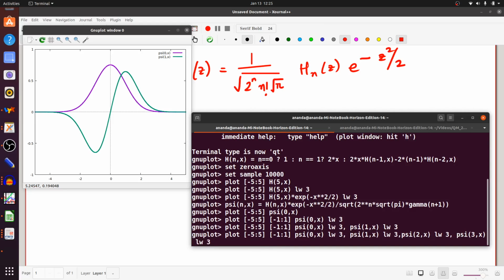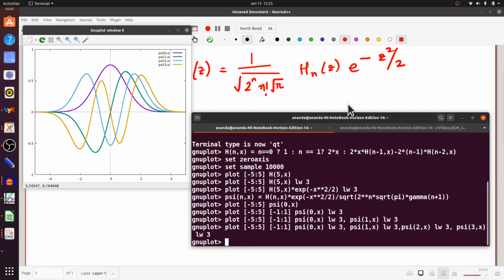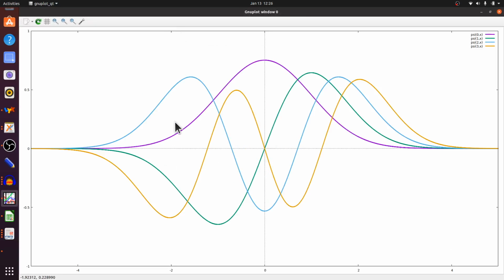I could, of course, use the for loop which gnuplot has, for i equals 1:3 kind of structure, to actually do the job for me. But I just wanted to write the whole thing out anyway. And here is your first four wave functions of the harmonic oscillator, first four energy eigenfunctions plotted together.